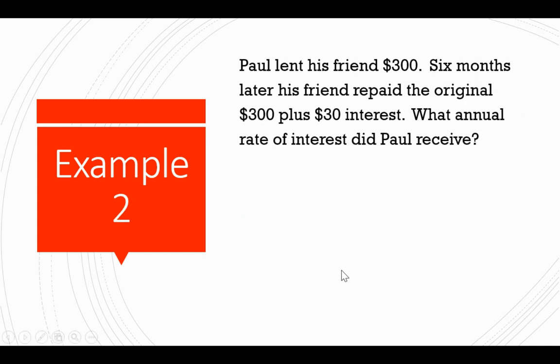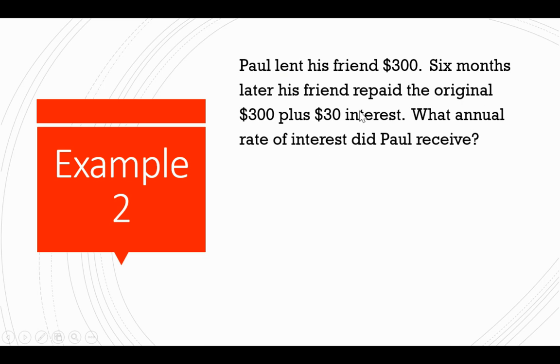Anyways, example 2. Paul lent his friend $300, probably to buy a PS5 or something, although you probably can't get one for $300. They're like $600. Anyways, 6 months later, his friend repaid the original plus $30 of interest. What annual rate of interest did Paul receive?